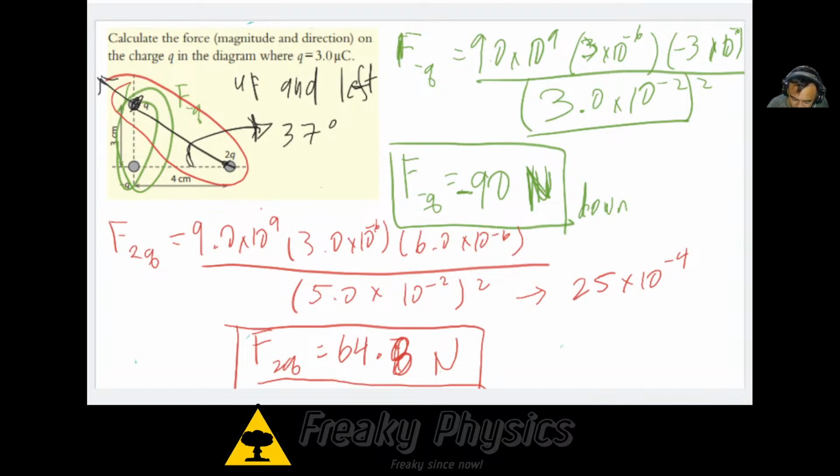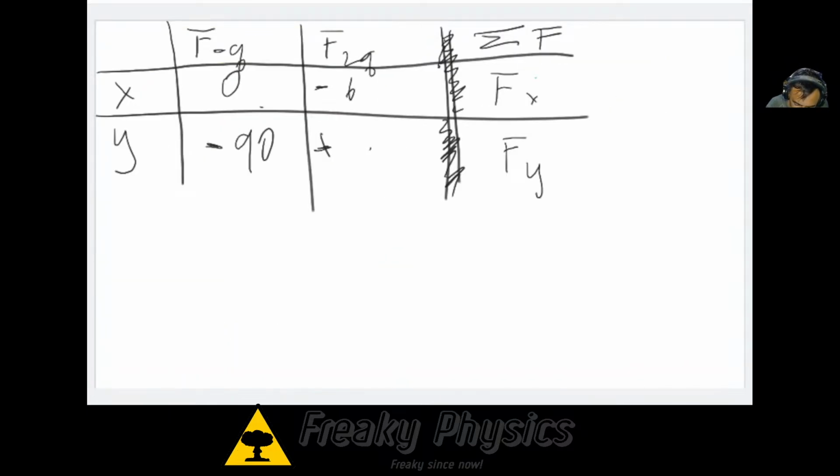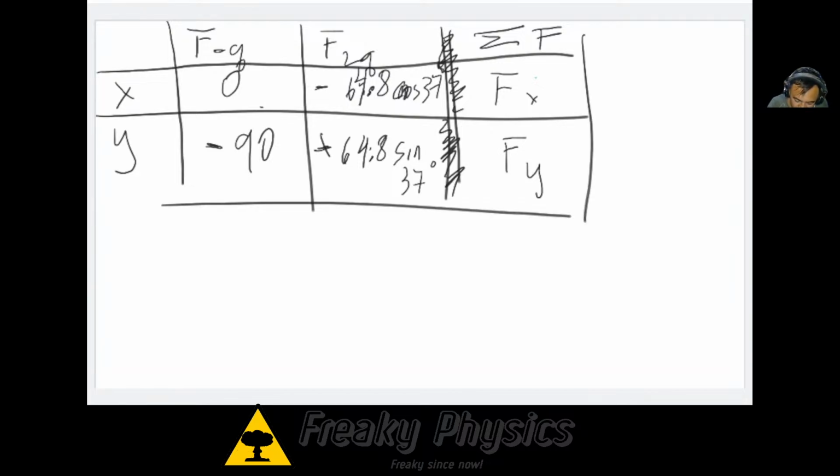So from 37 degrees, all we're going to do now is put our value in. For F from 2Q, that's 64.8 newtons. This is 64.8 cosine of 37 degrees, and this is going to be 64.8 sine of 37 degrees. Why the table? This helps set up our equation. The first equation we get is that Fx is equal to negative 64.8 cosine 37 degrees. Just calculate that and that's Fx.